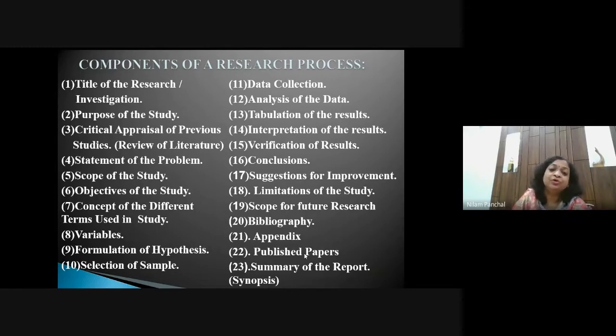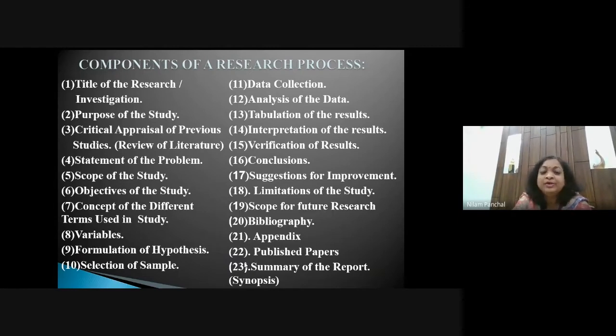On the basis of your research, when you are in the process, somewhere at the end or somewhere in the middle, you are able to judge that it can be extended to a certain level. So you need to identify the scope of the future research. Then the bibliography or references part, and in the appendix you can keep the published paper that came out of the study you conducted, and then the summary of the report. So in general, I have talked about the research process as a whole.